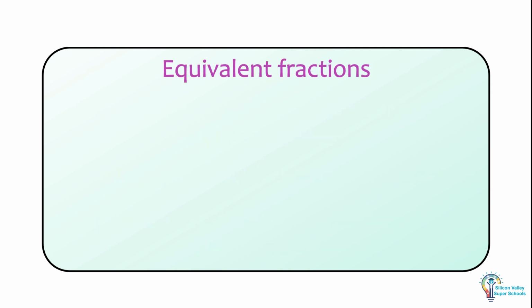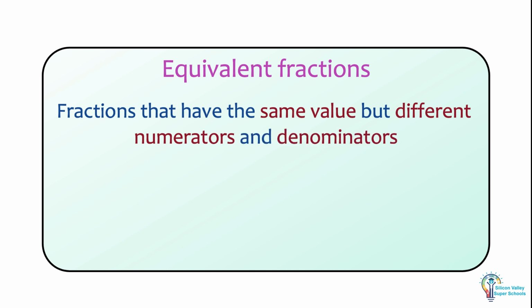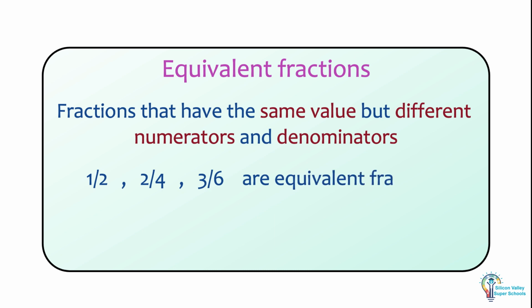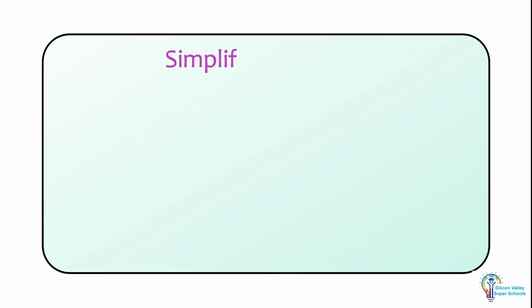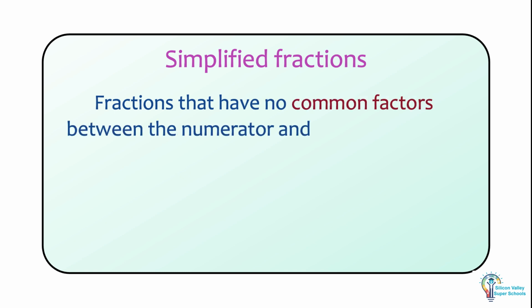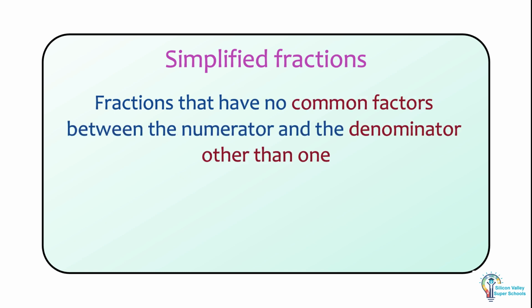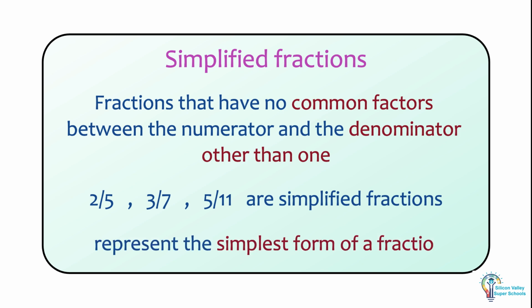Equivalent fractions: fractions that have the same value but different numerators and denominators. For example, 1/2, 2/4, and 3/6 are equivalent fractions. Equivalent fractions represent the same part of a whole but in different ways. Simplified fractions: fractions that have no common factors between the numerator and the denominator other than 1. For example, 2/5, 3/7, and 5/11 are simplified fractions. Simplified fractions represent the simplest form of a fraction.